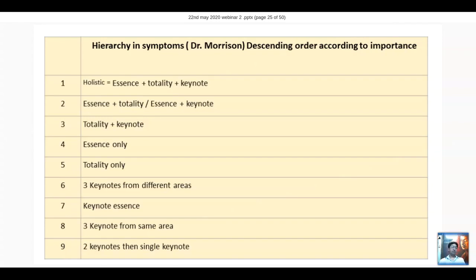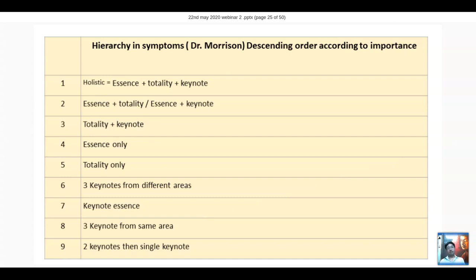He has given importance, the most important is the holistic prescription. But if you are not having that information, so don't use light information or incomplete information or less intense symptoms just to prescribe holistically, then shift to the next level. Leave that and see whether you are having essence or totality, or essence or keynote.